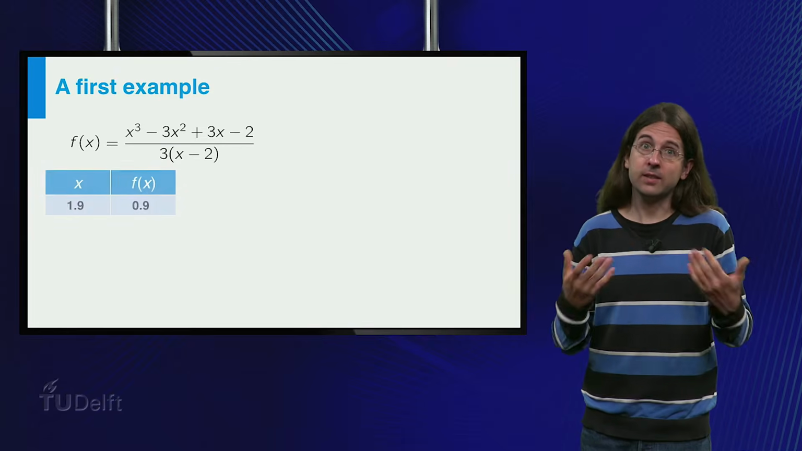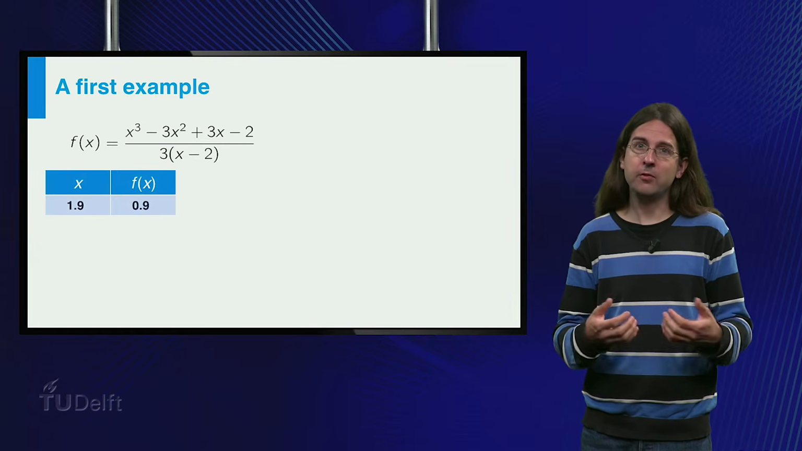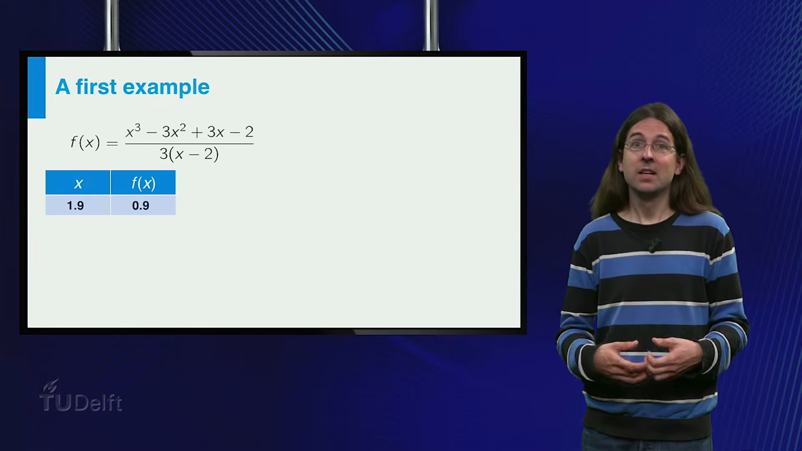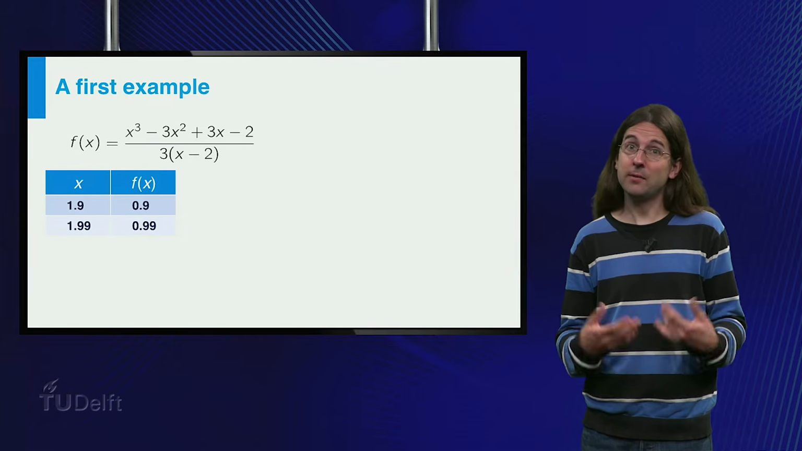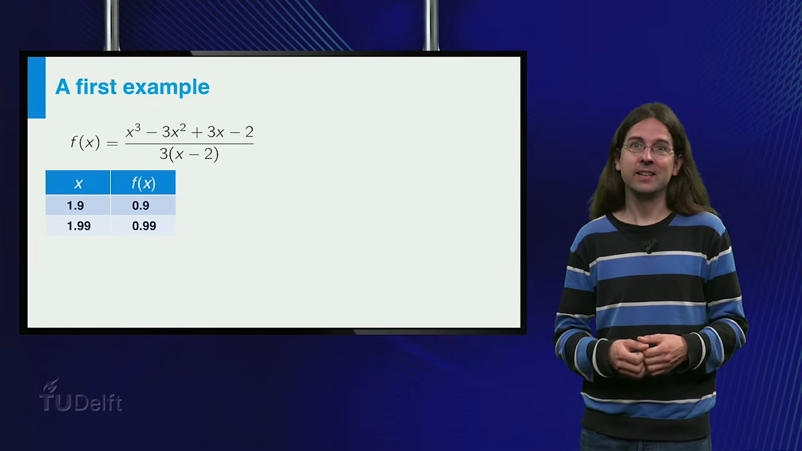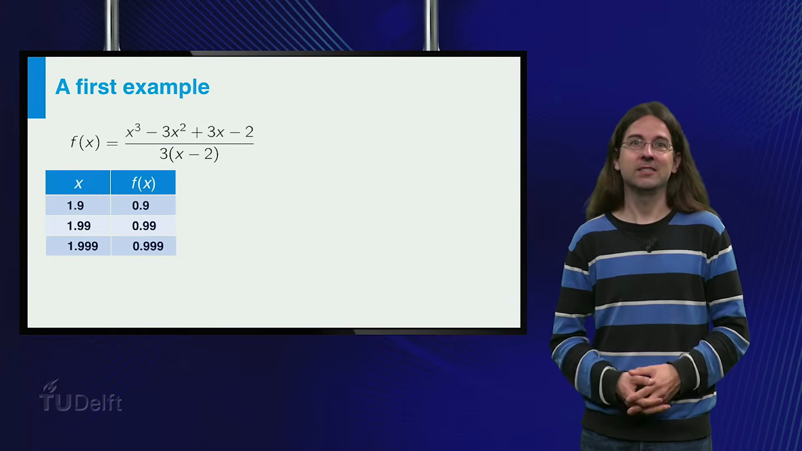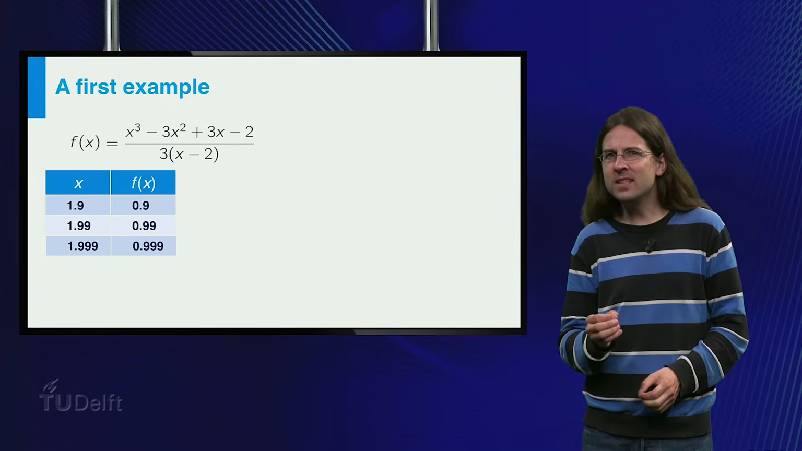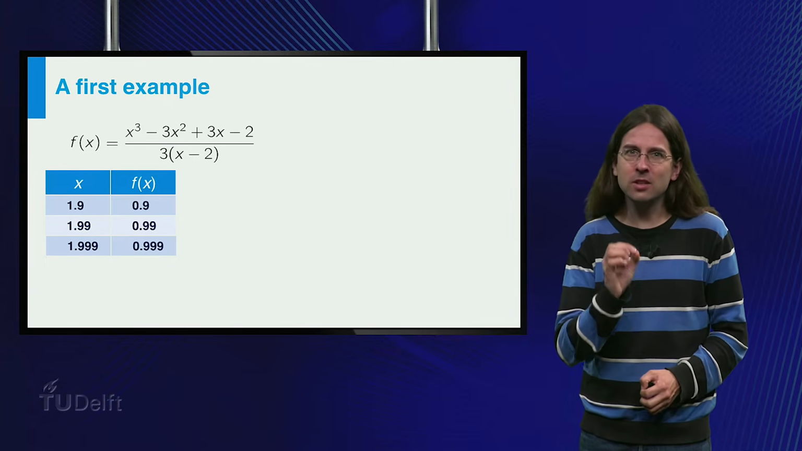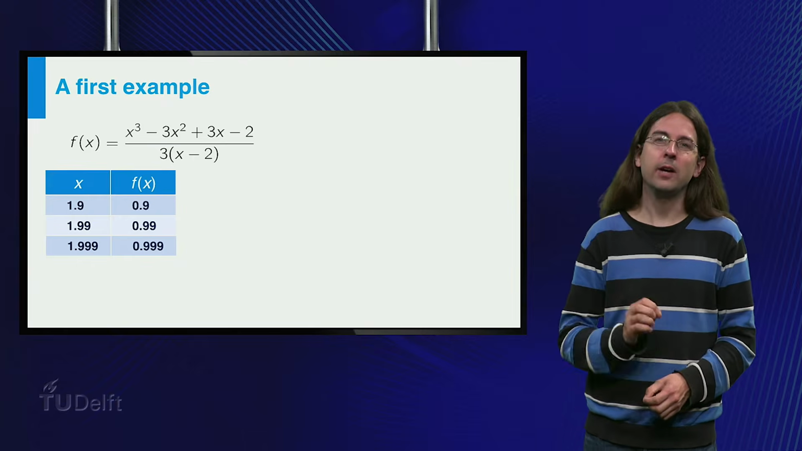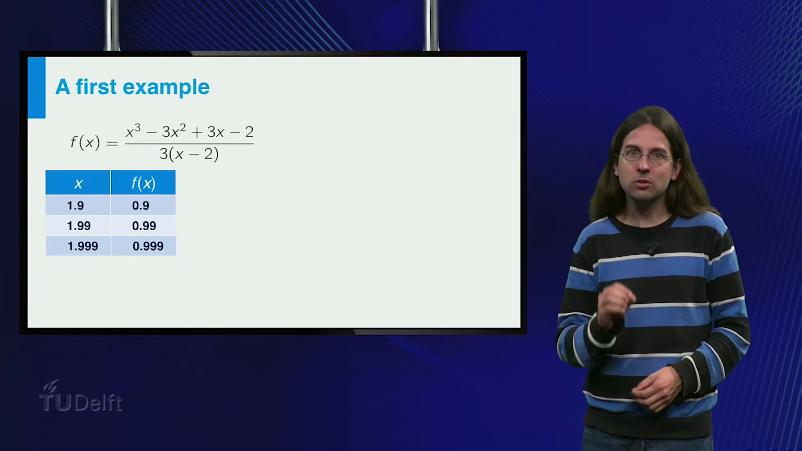For example, at x equals 1.9, we have f of x equals 0.9. At x equals 1.99, we have f of x equals 0.99, and f of 1.999 equals 0.999, etc. It seems that if we take x closer and closer to 2, the value of f of x gets closer and closer to 1.